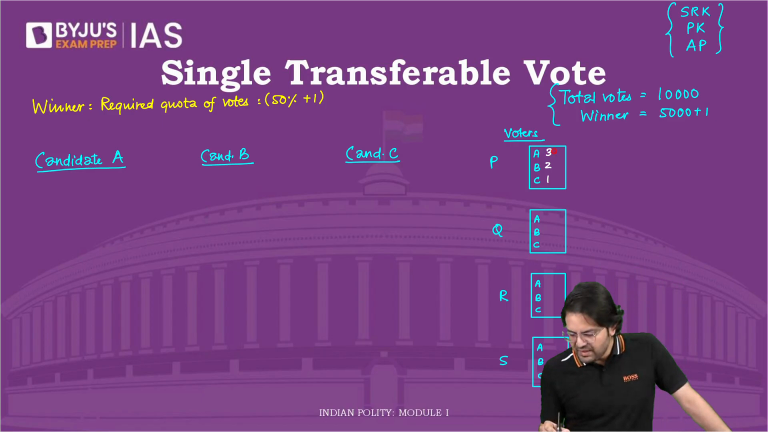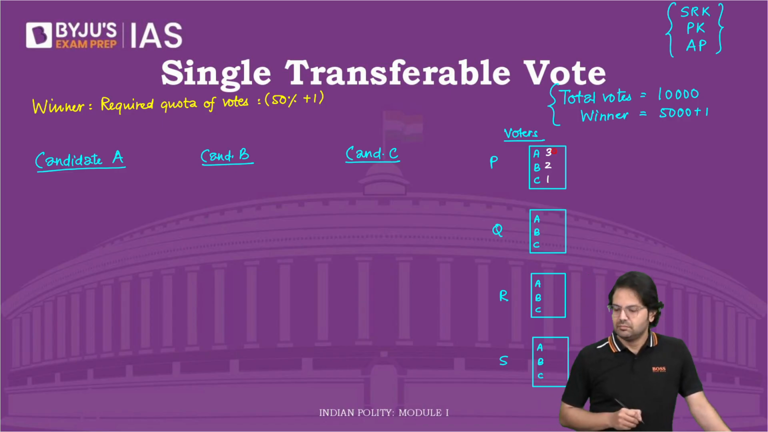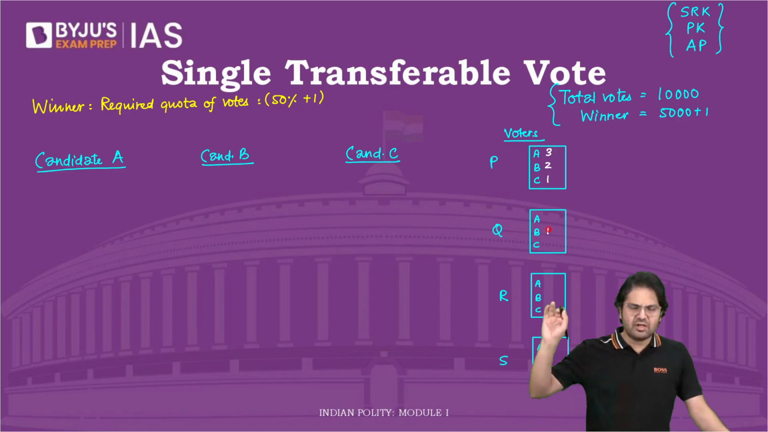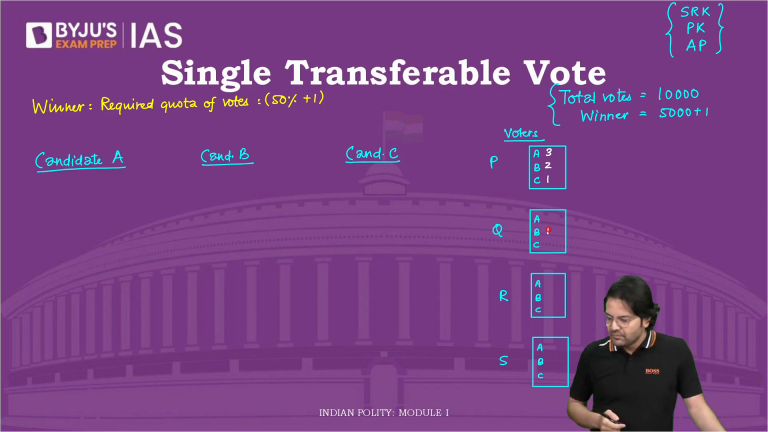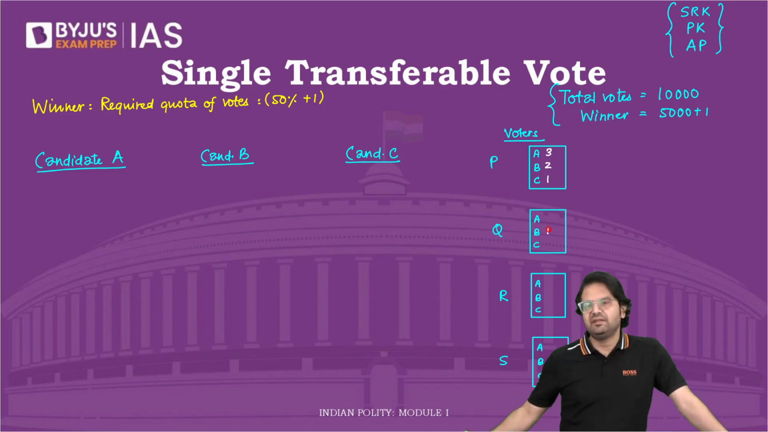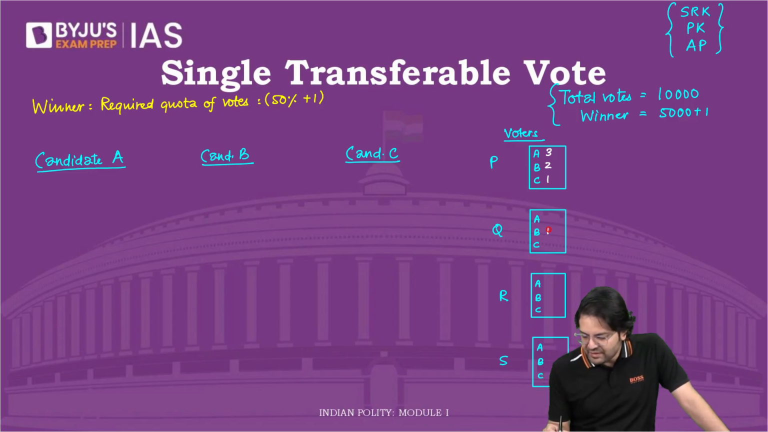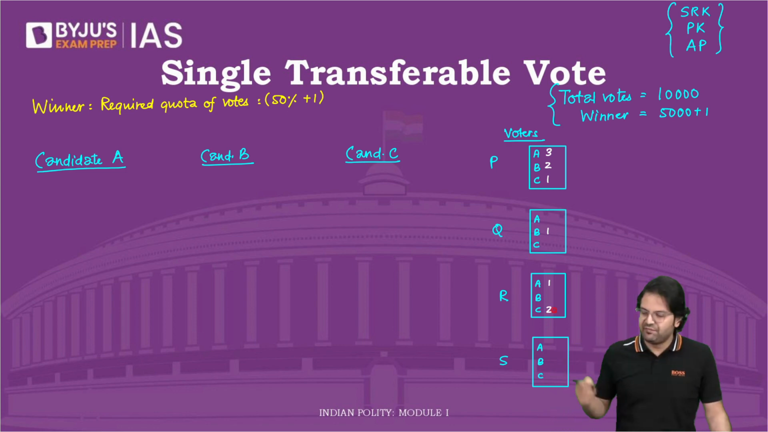Q says B is my first choice. Second choice? No second choice. B is my only choice. Okay, no problem. Why are you getting angry? Let it be. R says, let's see, my first choice is A. I love A. My second choice is C, and third choice is B. Okay, fair enough.